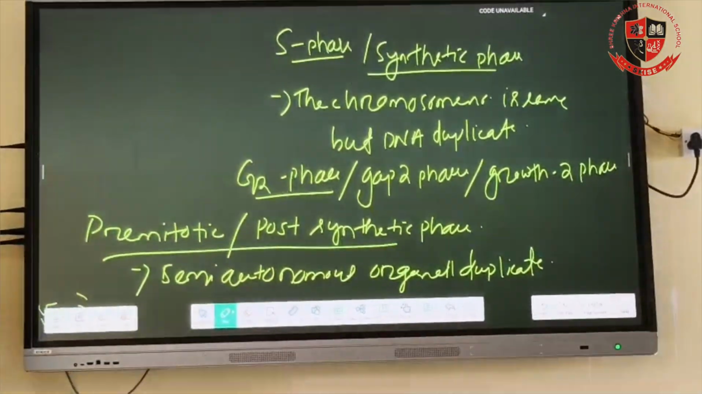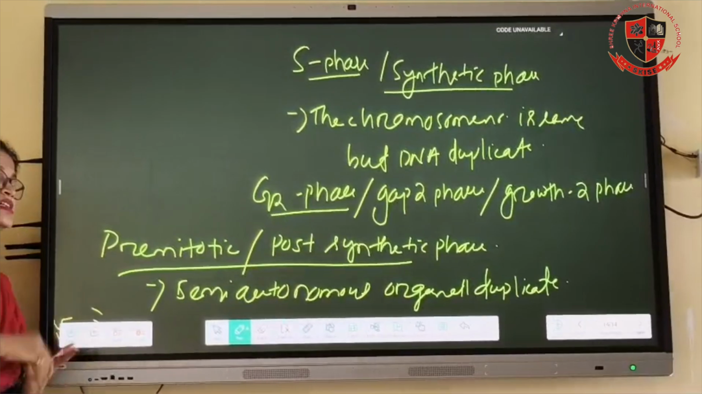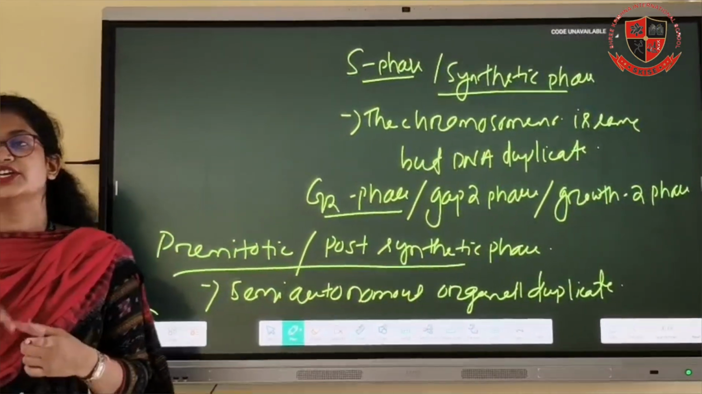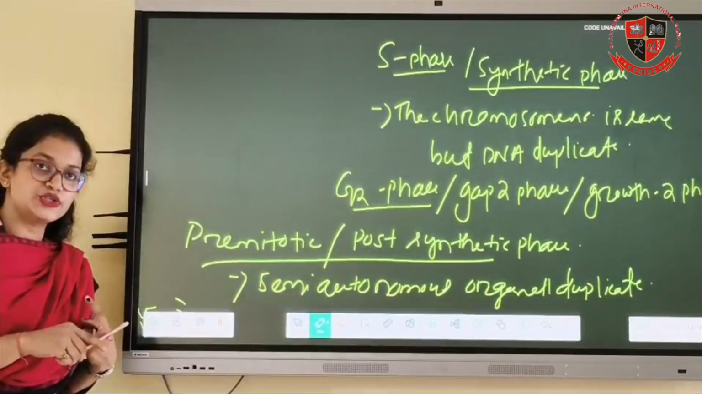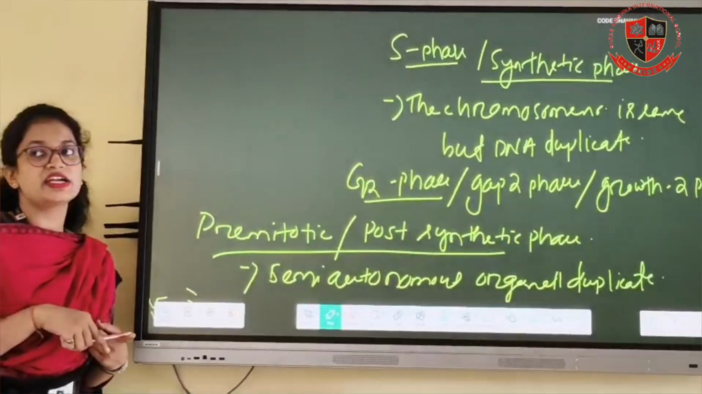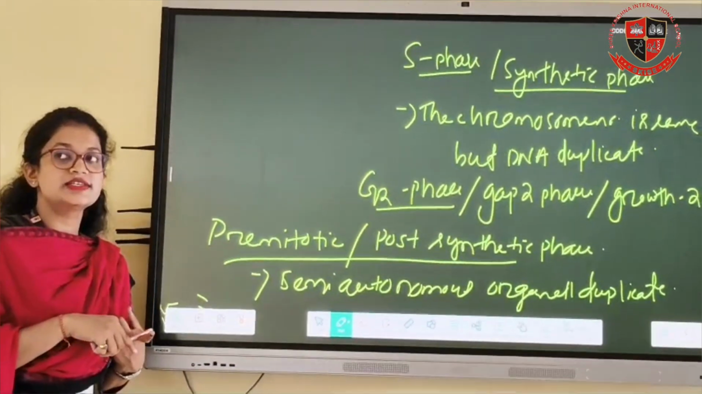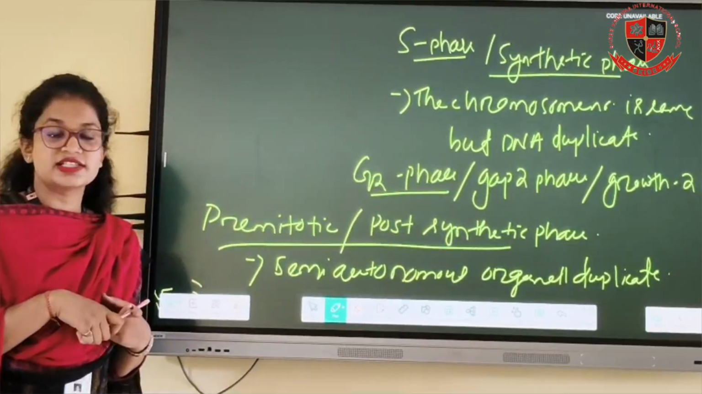All of you clear? Interphase is divided into how many phases? Three: G1, S and G2. Then the mitotic phase is divided into two types: one is karyokinesis, another is cytokinesis.